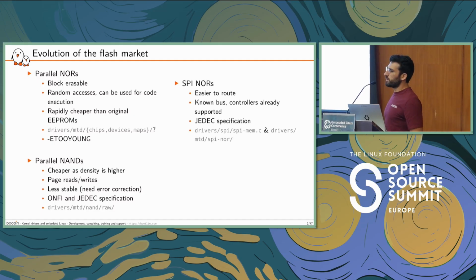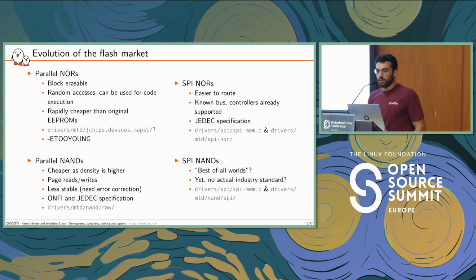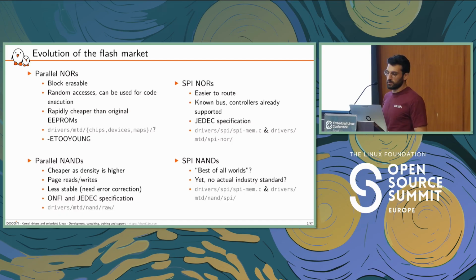On the NOR side, they've been replaced by SPI NORs mostly. Today, we only see SPI NORs. So they are using a common bus, the SPI bus, with existing controllers, so it was quite easy to transition. SPI NORs are supported under drivers/mtd/spi-nor. And nowadays, we see more and more the use of SPI NANDs, which might also replace parallel NANDs. So they are supported, and there is a subsystem under drivers/mtd/nand/spi.